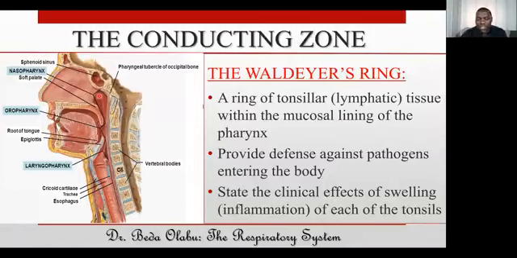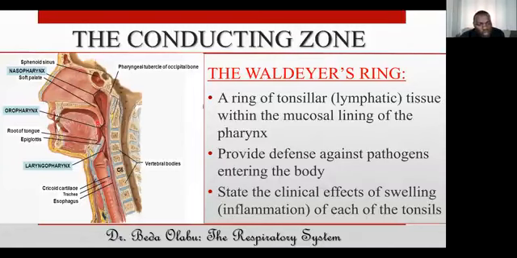From that location, you realize that if it is inflamed, it will block the auditory tube. If it blocks the auditory tube, you can't balance pressure between the atmosphere and the middle ear. So this person will present with hearing loss. They may also present with ear infections. Tubal tonsils are paired.